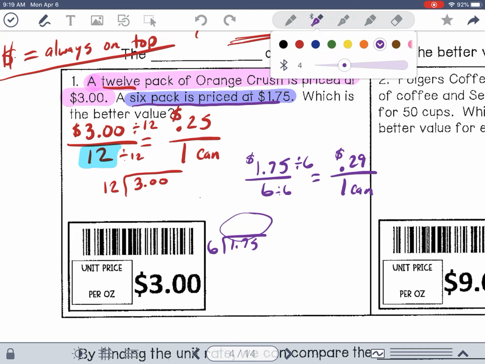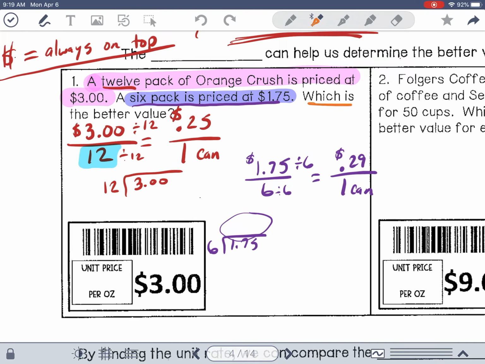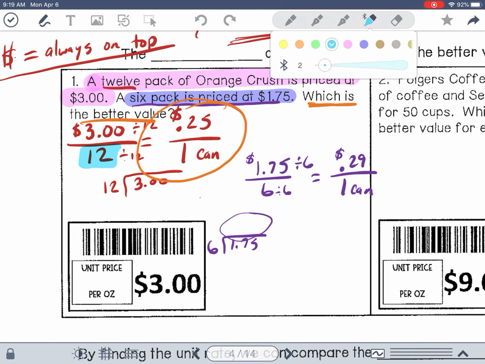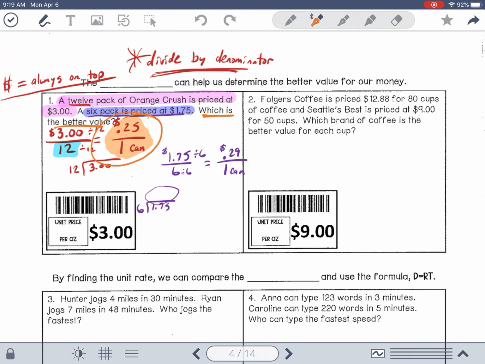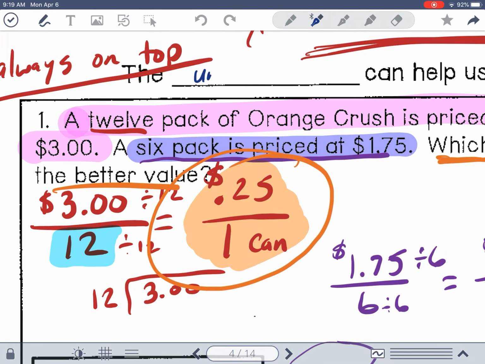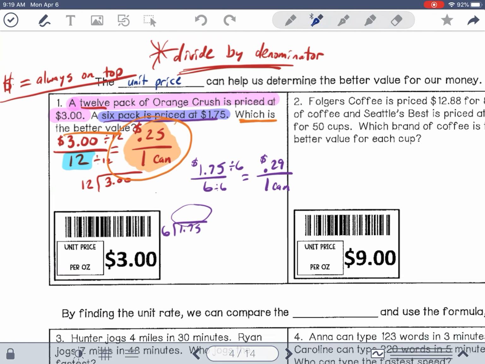It's asking you which is the better value. The better value would be this 25 cents per can, because it's a cheaper, lower price. That is how you find the unit rate or the unit price. Actually, that's what I should have filled out right up top, and I did not. I should have filled this out, the unit price. That's how you found the unit price.